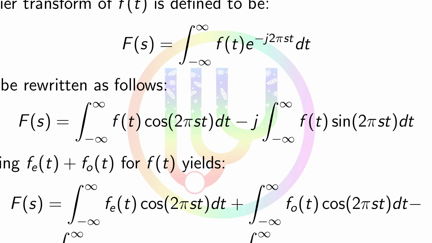Okay, so let's suppose the Fourier transform has a symmetry such that we can write f of t is equal to some even part of t and some odd part of t, some odd function of t.